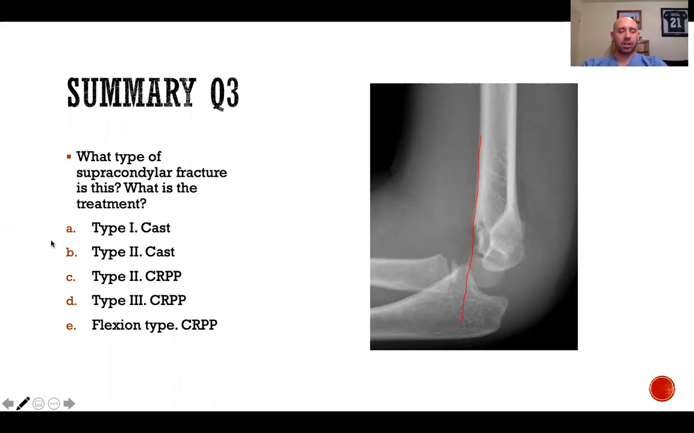Yeah, I think you bring up a great point about casting it. After we fix these and put closed reduction percutaneous pinning in, we cast them in just some slight flexion. Normally when we try to cast things in a long arm cast, we go for 90 degrees, but we relax it after we flex it for those reasons that Joe was just talking about, the blood flow.